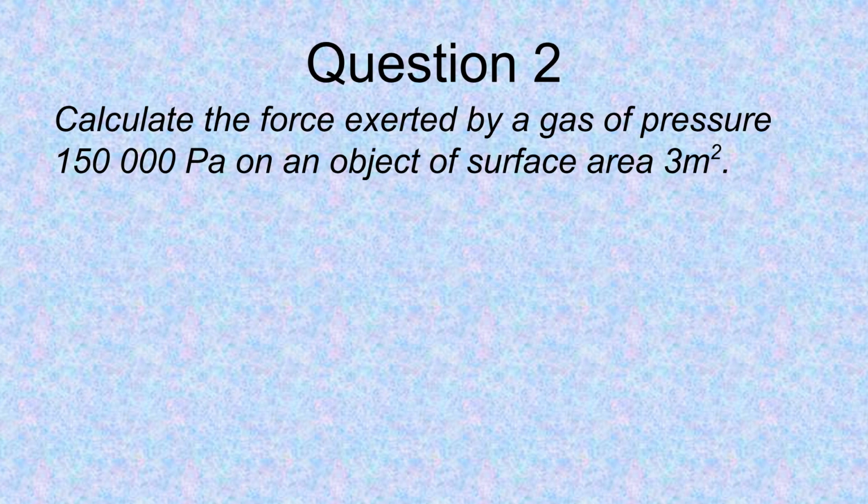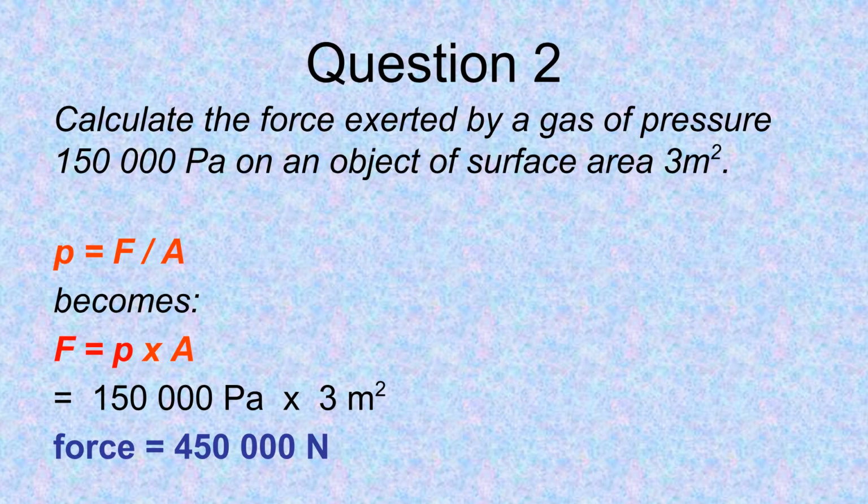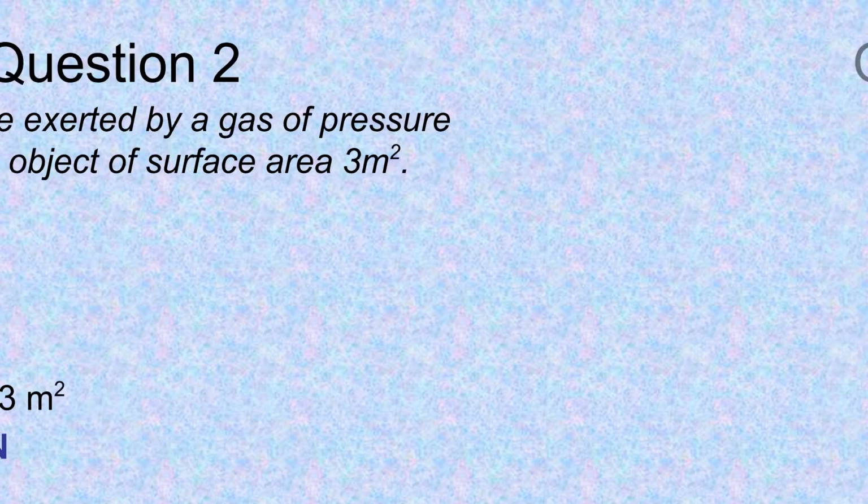Question 2. Calculate the force exerted by a gas of pressure 150,000 pascals on an object with a surface area of 3 square meters. Rearrange the formula to force equals pressure times area. Multiply 150,000 pascals by 3 square meters. The force is 450,000 newtons.